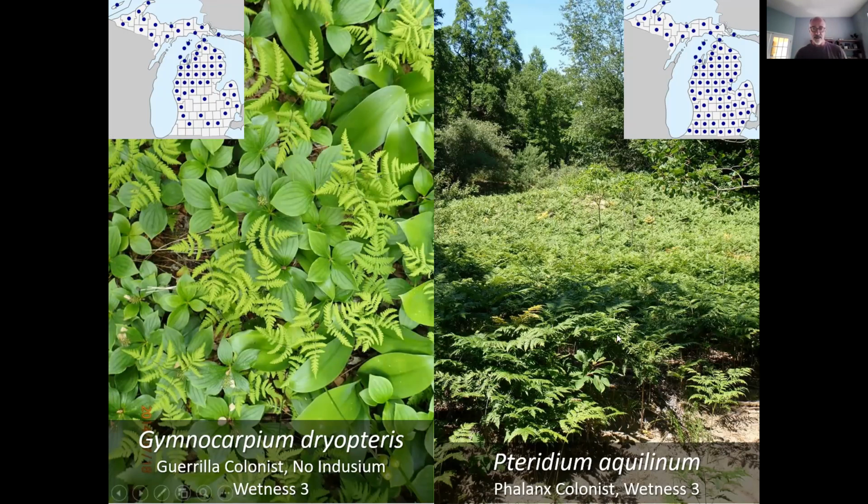On the right, of course, is bracken fern. It's more of a phalanx colonist. Sometimes in describing a fern, a key, they'll mention whether they are phalanx or guerrilla colonists as a diagnostic trait. Phalanx is sort of like a Roman squadron of soldiers marching as a phalanx, right? Rather than guerrilla warfare where you're sneaking in, they're just marching in as one giant army. I thought it'd be useful to bring up those terms because they sometimes are relevant for keying out plants, keying out ferns.